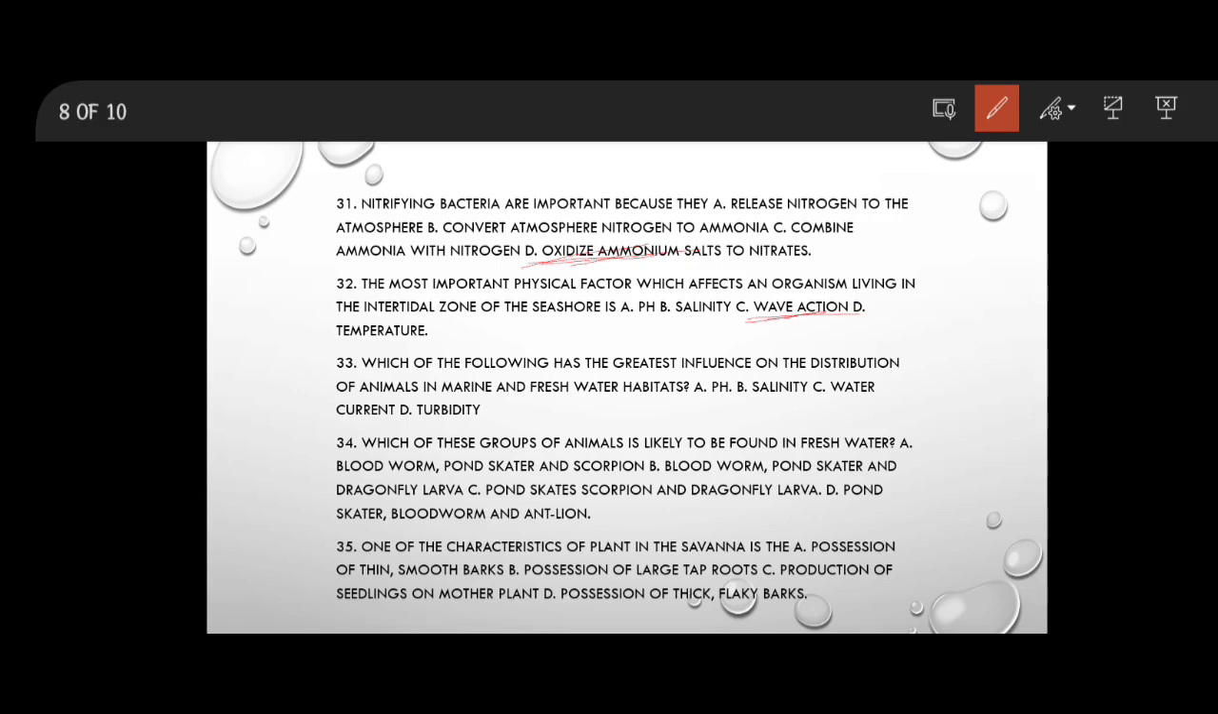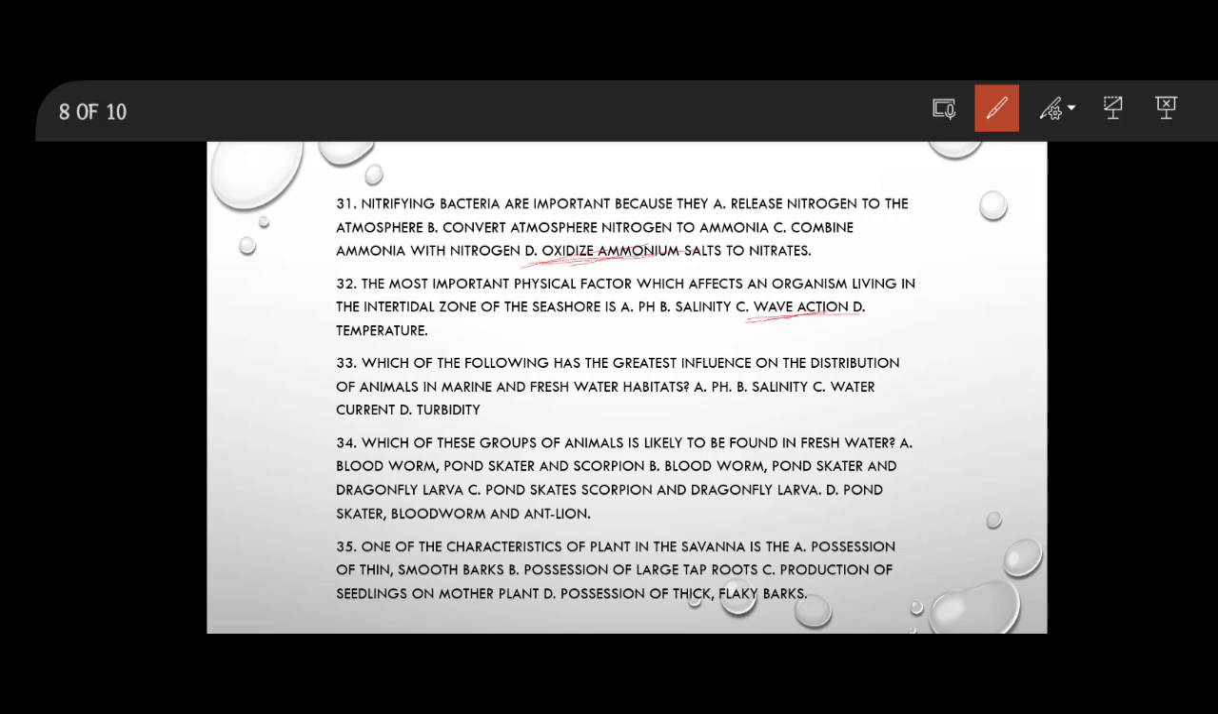The next question is, which of the following has the greatest influence on the distribution of animals in marine and freshwater habitat? The first one is the pH, which is a measure of acidity or basicity of the water. Although it has influence, organisms can still manage slight variations in pH. Then we have salinity, which is the concentration of salt in water, which is very high in marine habitat, but very low in freshwater habitat. An increase in salinity can bring about exosmosis in organisms and can result in their death. So it is a very important factor.